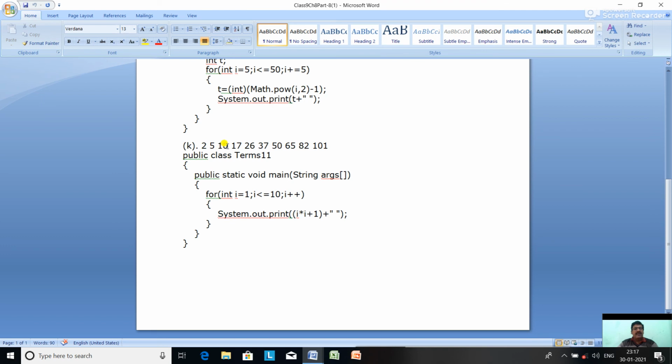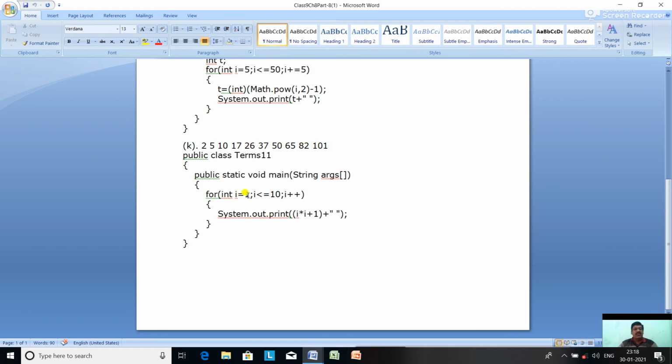2, 5, 10, 17, 26, 37, 50, 65, 82, 101. How is it coming? Square plus 1. All the natural numbers from 1 to 10, and it is square plus 1. Like 1 square 1 plus 1 is 2, 2 square 4 plus 1 is 5, 3 square 9 plus 1 is 10, 4 square 16 plus 1 is 17, 5 square 25 plus 1 is 26, 6 square 36 plus 1 is 37, up to 10 square 100, 100 plus 1 is 101, not minus 1, plus 1.